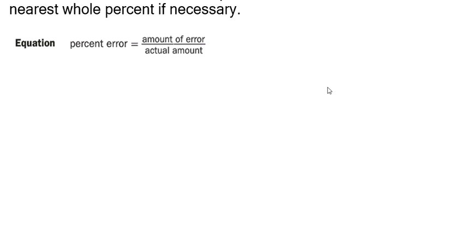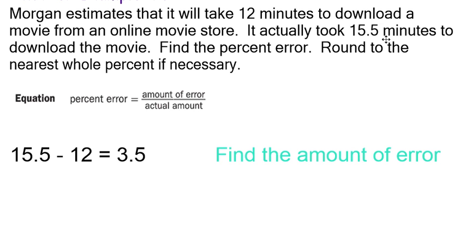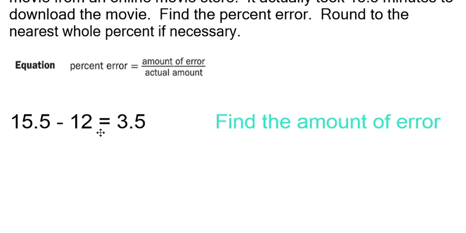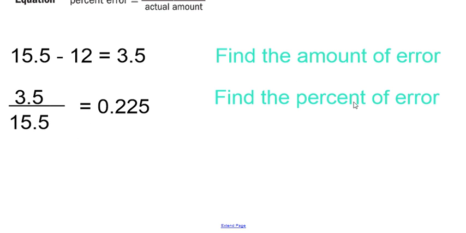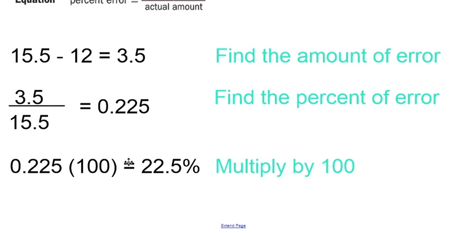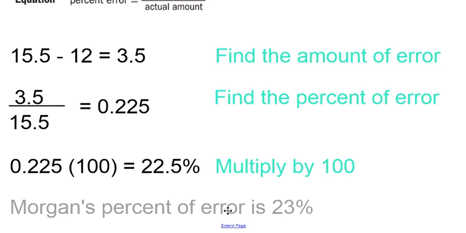So the first thing we're going to do is find the amount of error. So it actually took 15.5. She estimated 12, so that's a difference of 3.5. After we do that, we have to find the percent of error. So 3.5, and the original was 15.5. So that equaled just about 0.225. And then I'm going to change that into a percent by multiplying times 100. So I got 22.5. When I look back at my problem, it says round to the nearest whole percent if necessary. So Morgan's percent of error is about 23%.